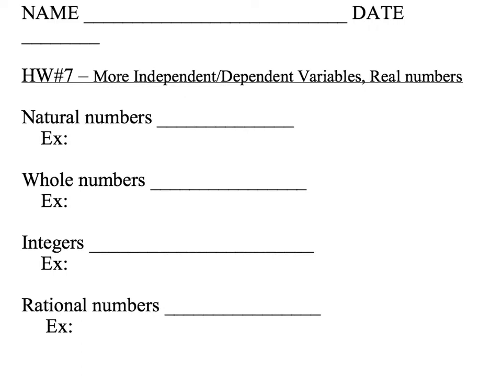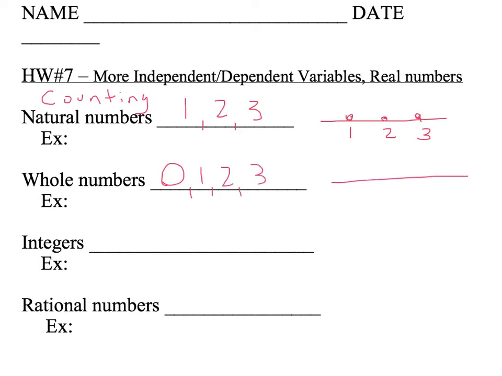The natural numbers, also known as the counting numbers, are just like they sound, the numbers we count with. 1, 2, 3, etc. If I put them on a number line, it would look like this: 1, 2, 3, nothing in between. The whole numbers are the same thing, but they add the number 0. So it would be 0, 1, 2, 3. If I put that on a number line, same thing, I add a 0, 1, 2, 3.